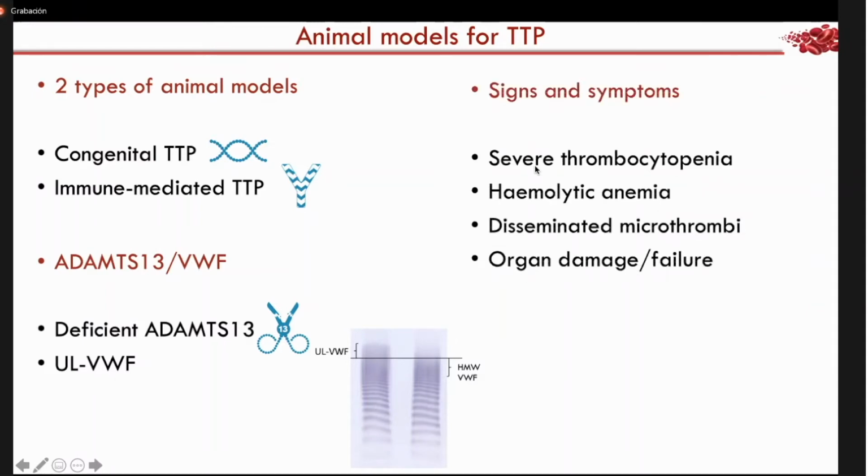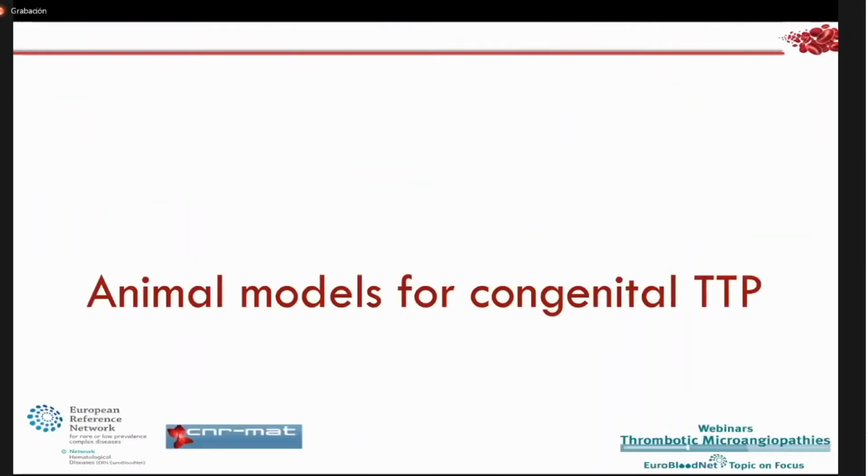The animal should have the signs and symptoms of TTP, meaning the severe thrombocytopenia, the hemolytic anemia, the microthrombi in the different organs, and markers for organ failure like lactate dehydrogenase or LDH, with levels that are increased. And of course, the question will be, will we need a trigger to induce TTP in animals? So let's zoom in on animal models for congenital TTP.